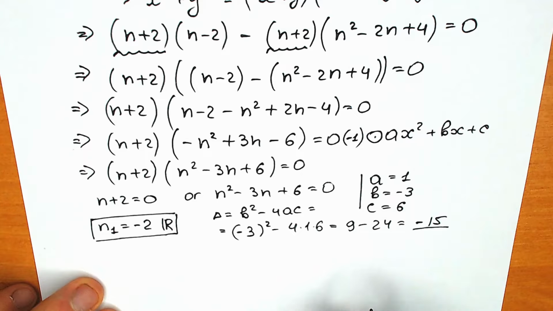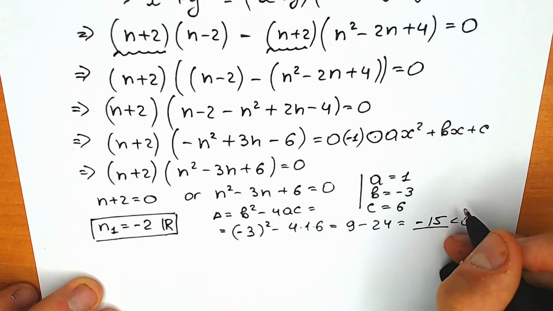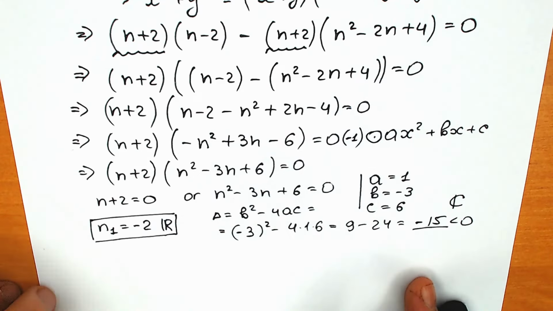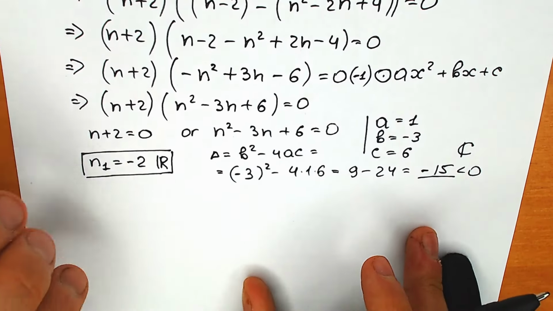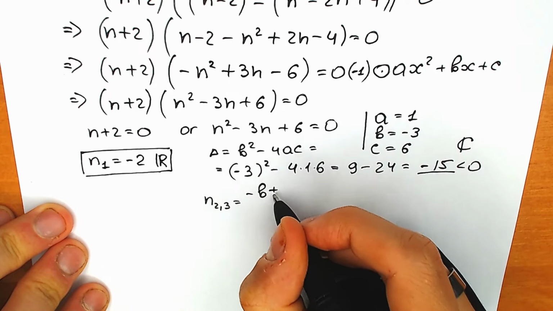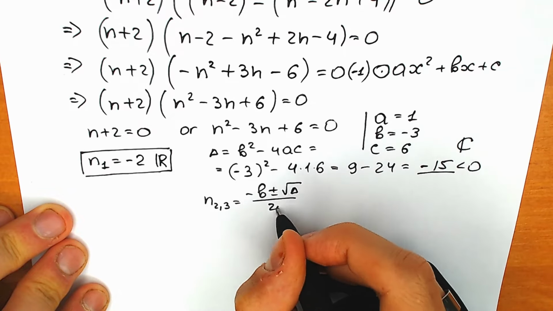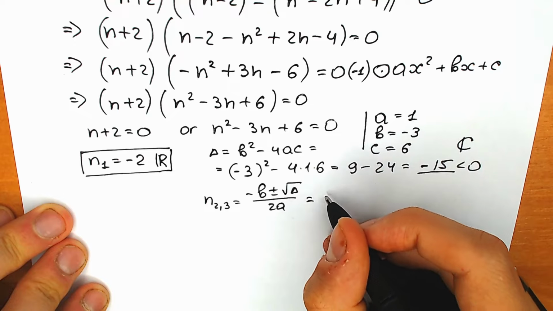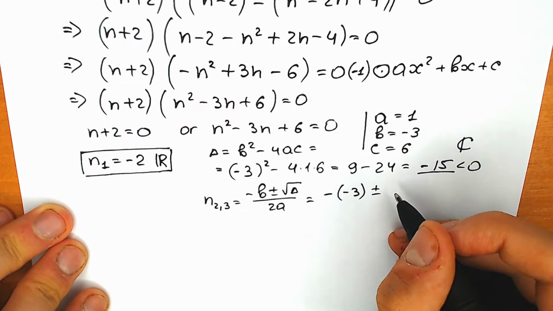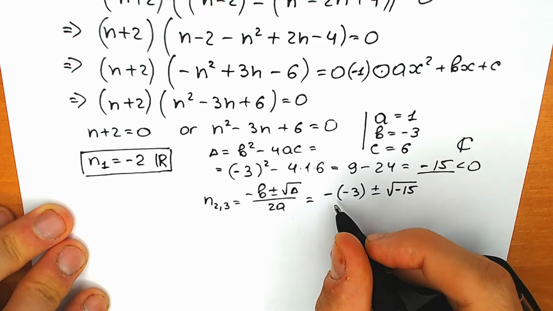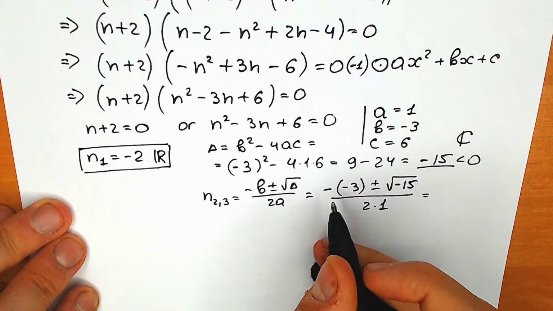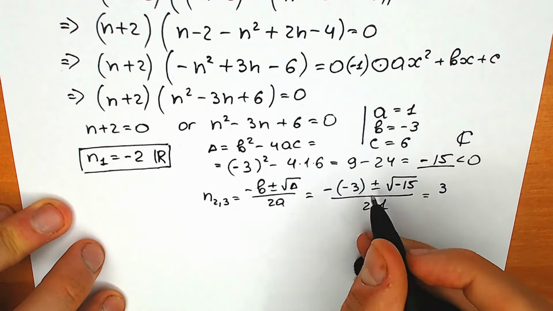So our discriminant is negative, less than 0. So it means that in this part, we will have complex roots. I guess we have two complex roots. So let's find our complex roots. These are n second and third equal to minus b plus minus square root of discriminant all over 2a. So we have minus b, minus minus 3, so 3, plus minus square root of discriminant, square root of minus 15, and we divide all of it by 2 times 1.